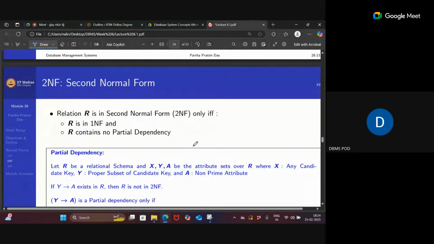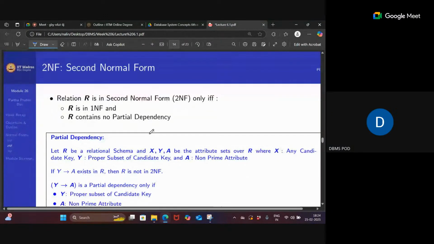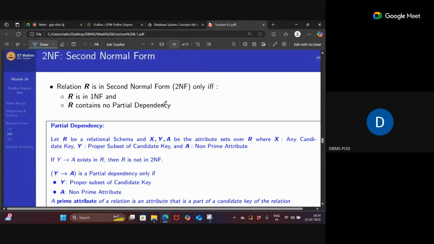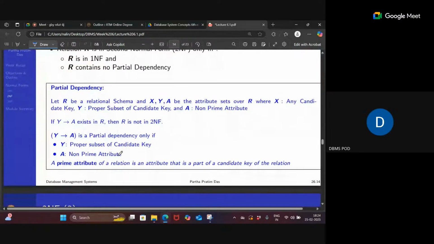Then coming to the next normal form, which is second normal form. A relation R is in second normal form only if R is in 1NF and R contains no partial dependency. So when we call a relation is in 2NF, it must be in 1NF and it should not have any partial dependency. So what does partial dependency mean? Any one of you? Any idea what is partial dependency? No, ma'am. Okay, let us see.